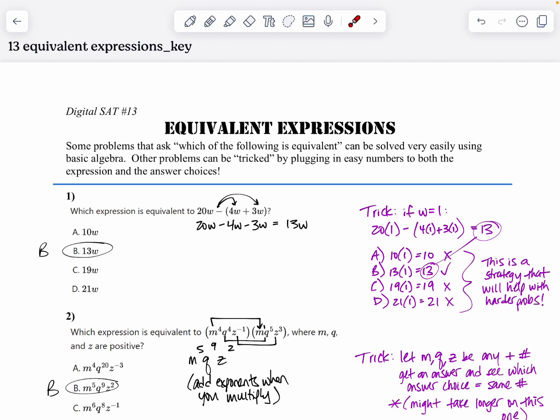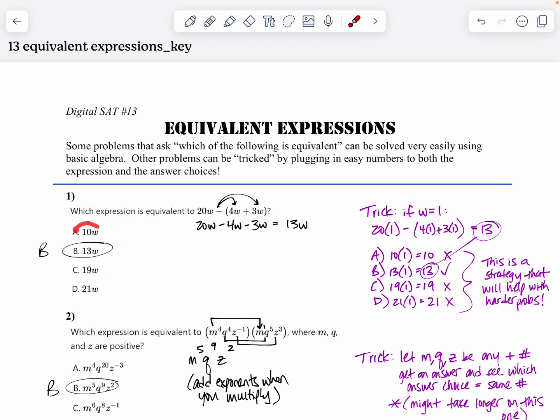Okay, and I'm going to plug 1 in for all of these W's right here, and I'm doing my work right here. So I get 20 times 1 minus, and let's make sure we keep the parentheses around 4 times 1 plus 3 times 1, and then we're going to subtract those, so we end up with 20 minus, this ends up being 7, which is 13. And so 13 is my magic number here, and I am going to go through all of these answer choices and plug in the same number for W, the 1 that I chose.